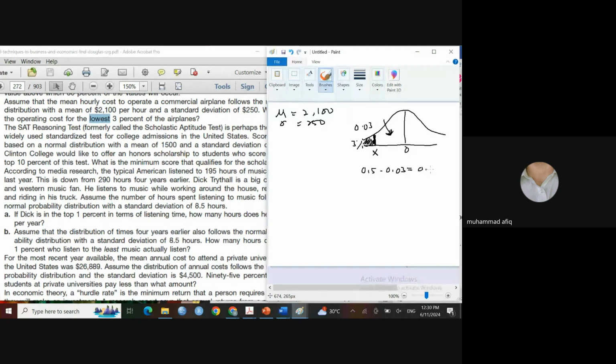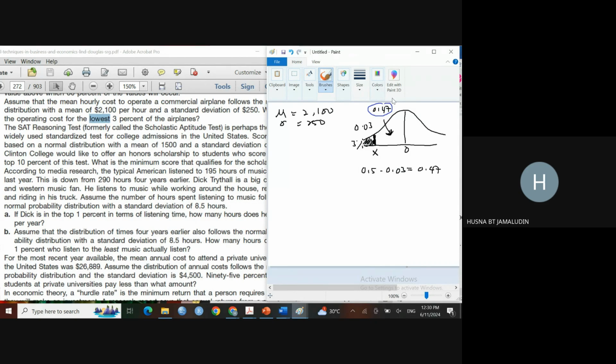0.47. Is that correct? Yes. Okay, so I'll write it here, 0.47. So remember, what is the 0.47? This is your probability, right? So you want to change your probability into z value.